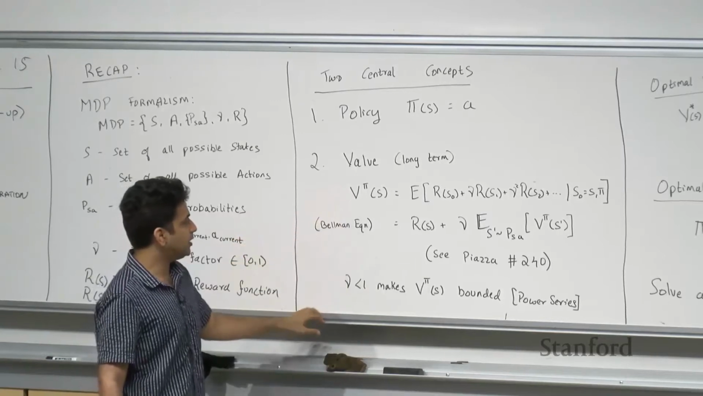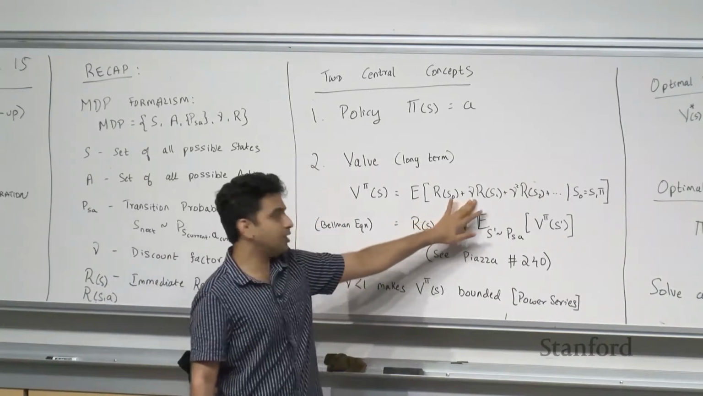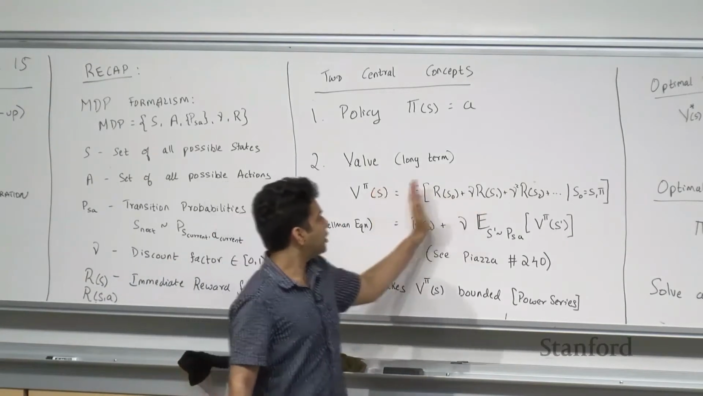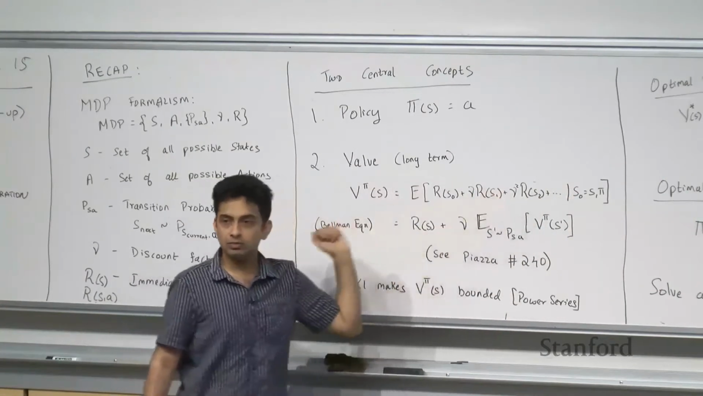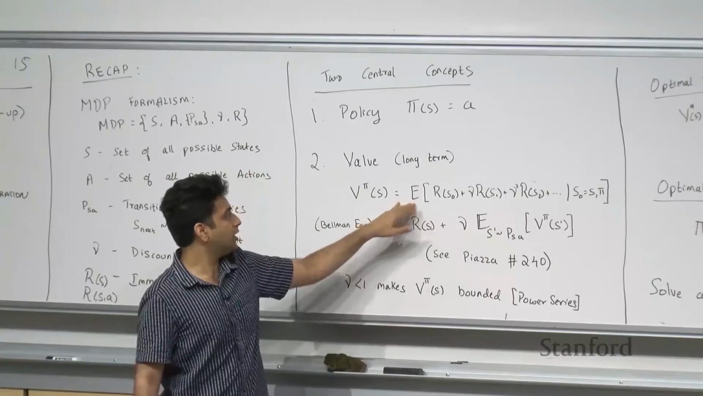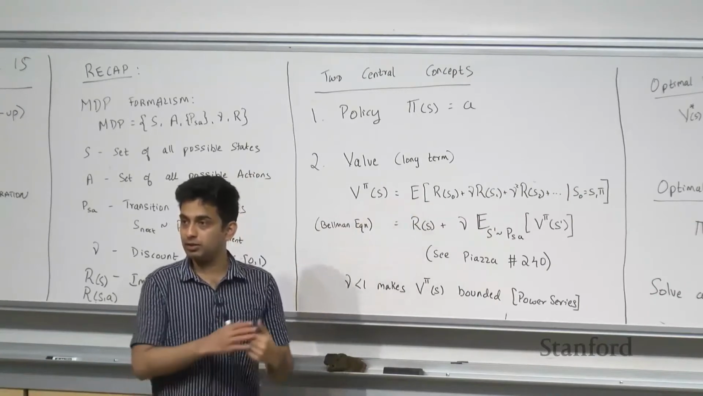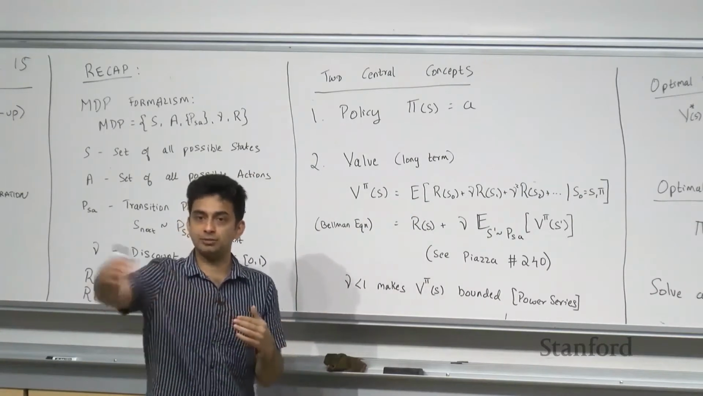So it's easy to see. Supposing gamma was equal to 1, then in general we could keep accumulating rewards by an infinite amount, and in general the expectation need not be bounded. The expected sum of all future rewards can explode to infinity.